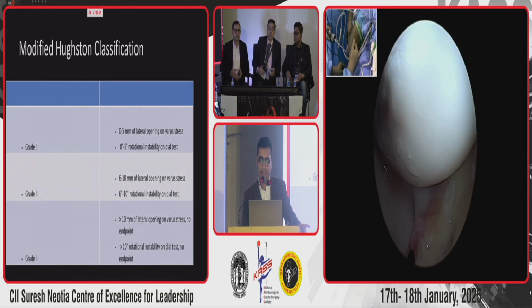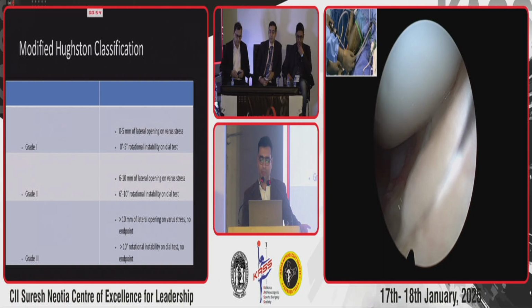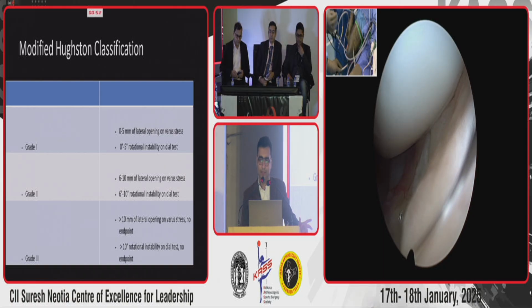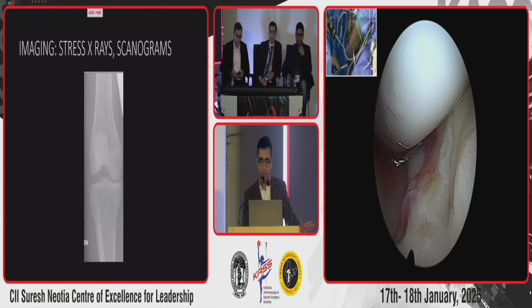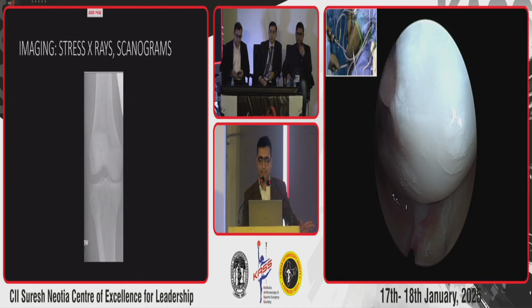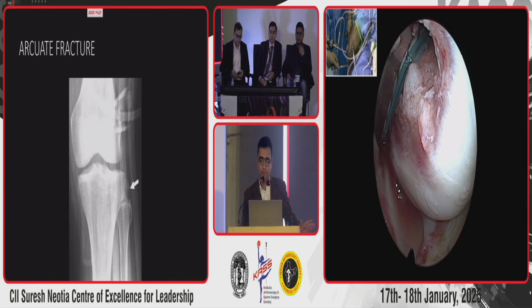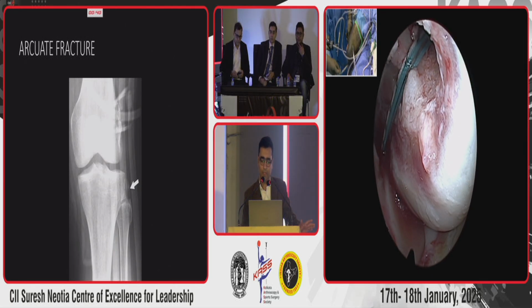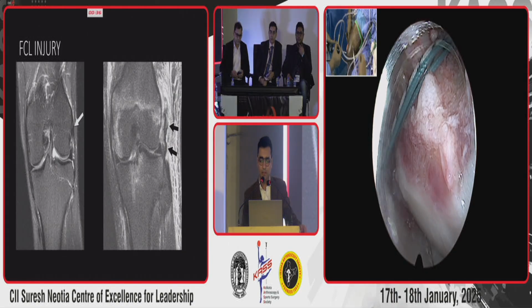Based on the dial test and the varus test, the injury is divided into three parts, but clinically relevant is that if the opening is more than 1 millimeter, then it is grade 3 injury and it needs surgical intervention. Coming to imaging, the stress X-rays and scanograms are important. Secondly, there are arcuate fractures which can be picked up on X-rays.